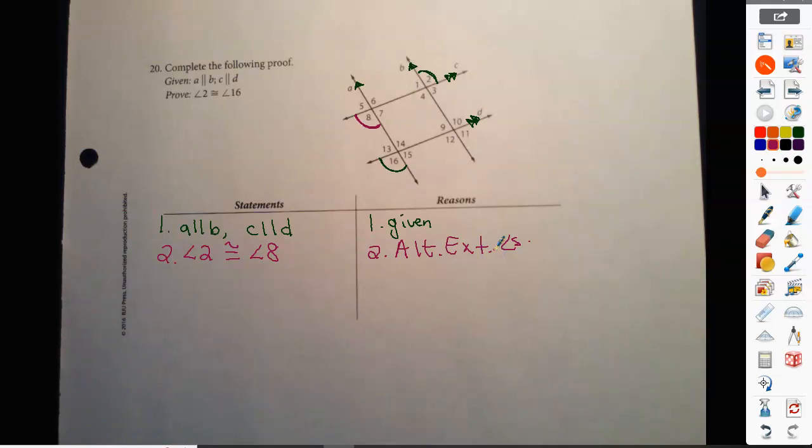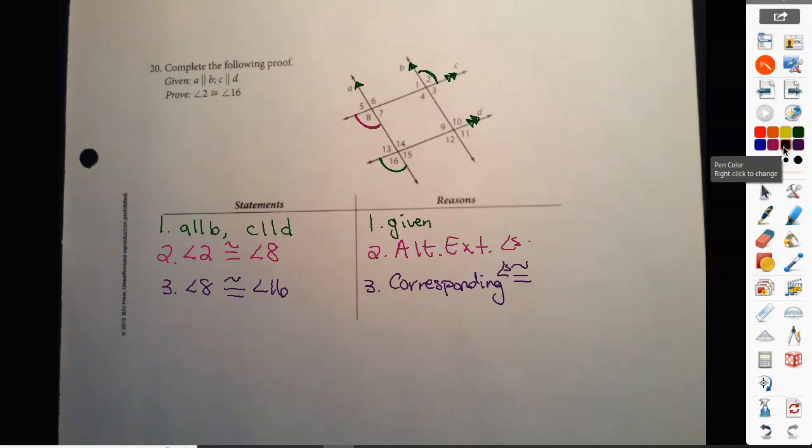Okay. Well then, how do we link angle 8 to angle 16? They're corresponding. Okay. So angle 8 is congruent to angle 16 because they're corresponding. Corresponding angles are congruent. All right, sweet. So now we got to 16 along our roadmap, but it says we have to prove that angle 2 is congruent to angle 16. Can we do that? Yep. So you do angle 2 is congruent to angle 16. And that's the transitive property.